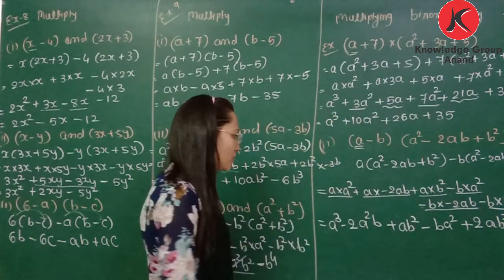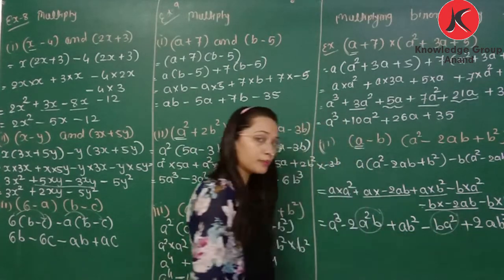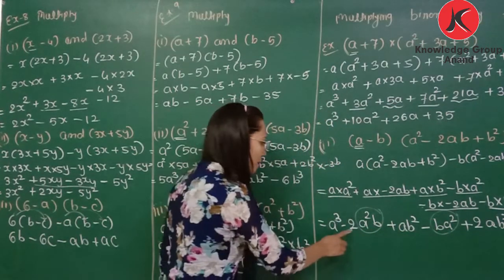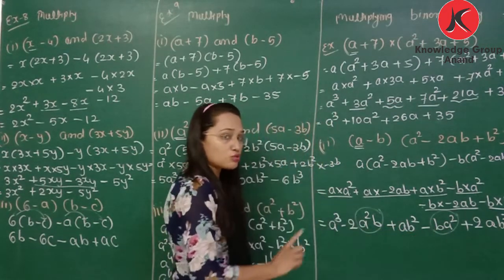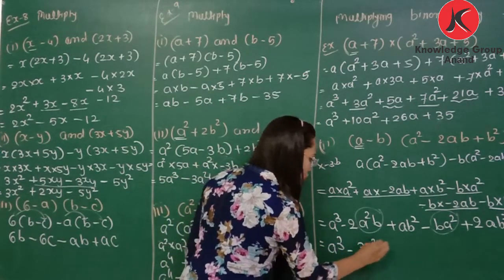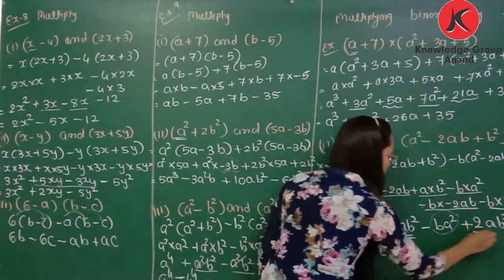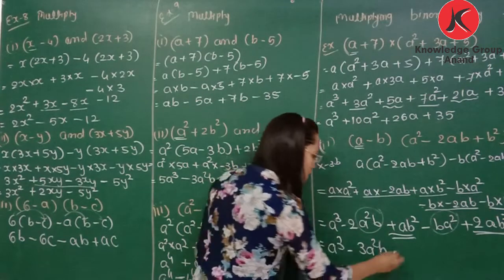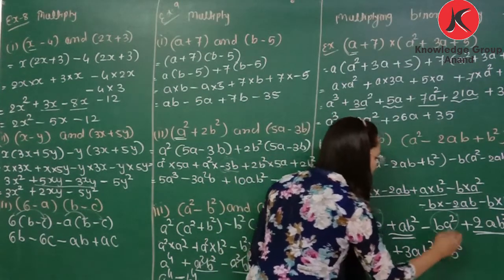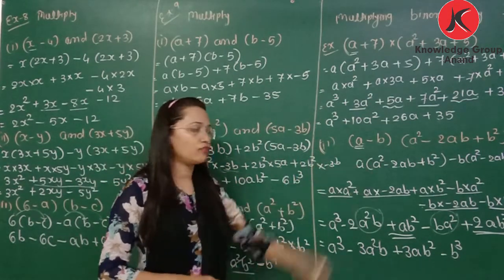Now is there any like terms? Yes, you can see here a square b and here it is also a square b. Ba square and a square b are the same. So here minus and minus become plus. So it is 3a square b. Now here you can see these two, ab square and ab square. So it is plus 3ab square and minus b cube at the last. So this way you can also find the multiplication of binomial with trinomial.